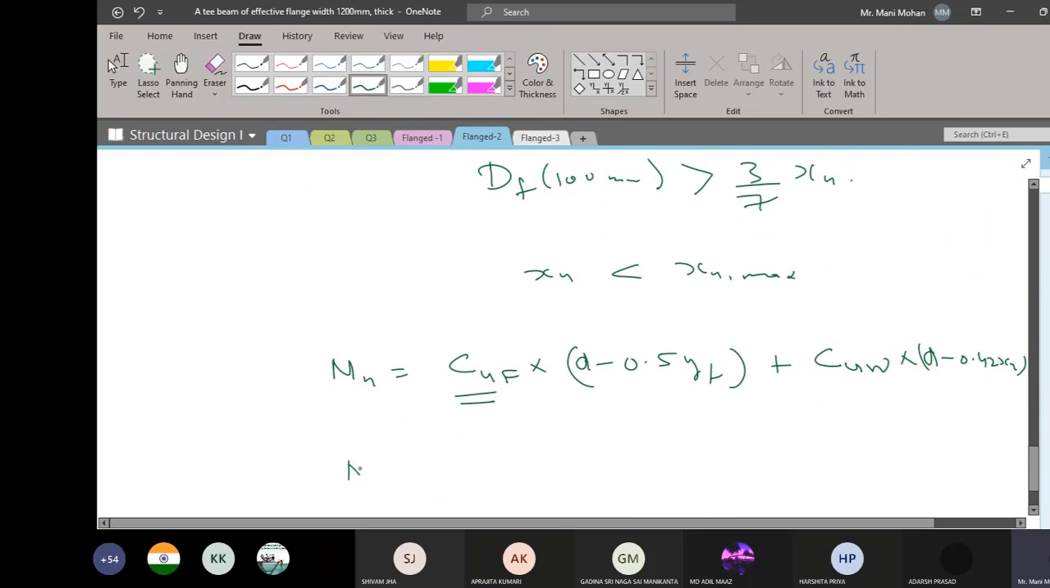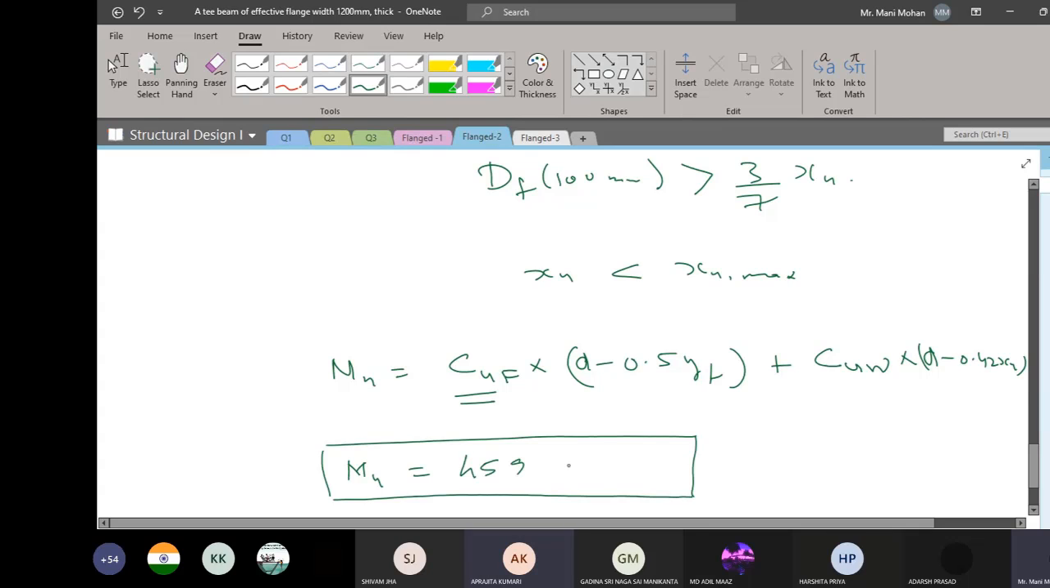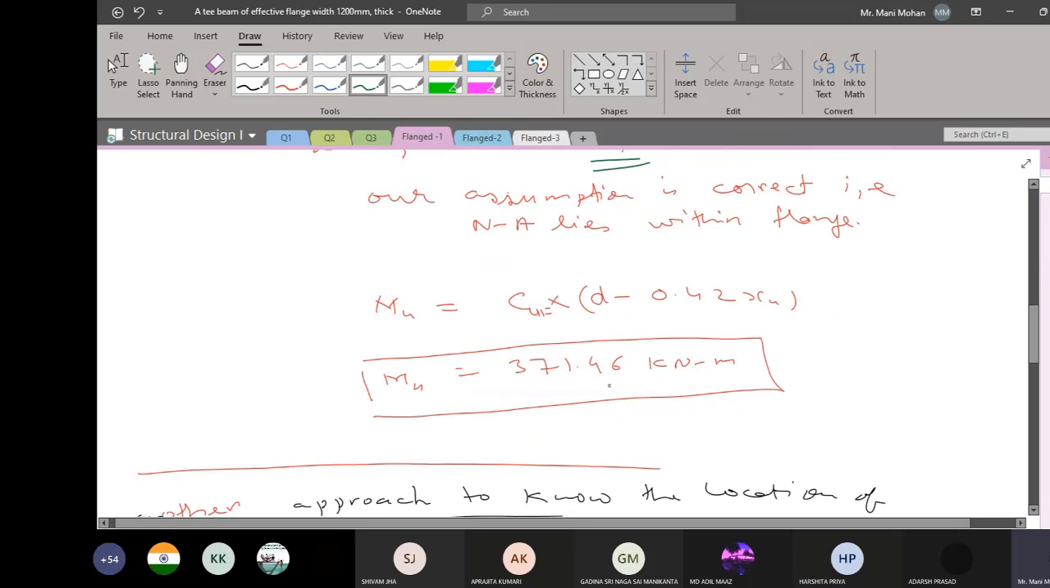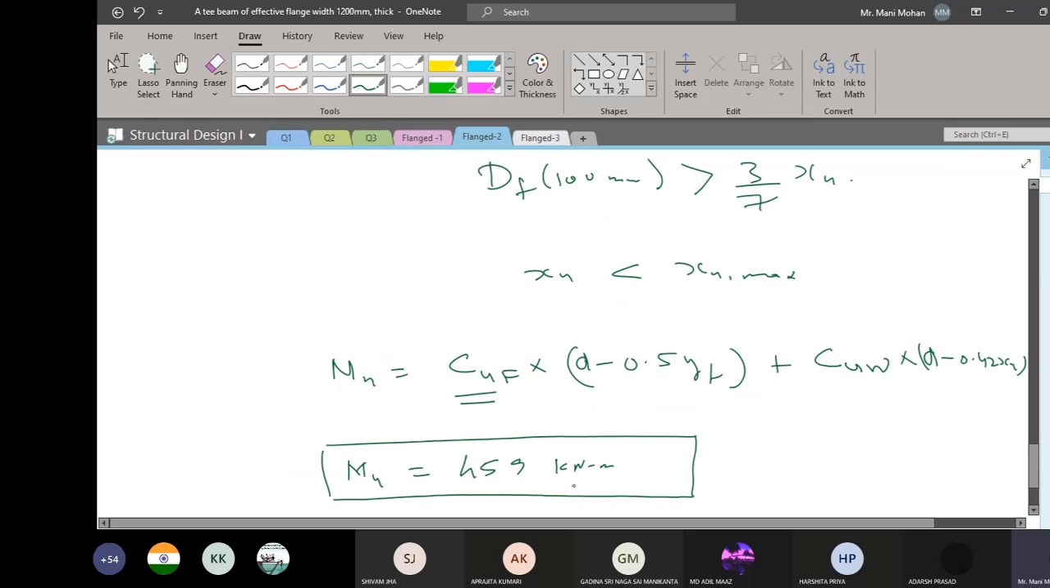So now tell me, what is the moment of resistance? 459 kilonewton meter. 459 kilonewton meter. Any other? Let me see. Earlier, what answer did you have? 371.46. Okay, so I think it will be correct, but you have to confirm. The same answer. Okay, so this is your answer. Your ultimate moment of resistance is 459 kilonewton meter.